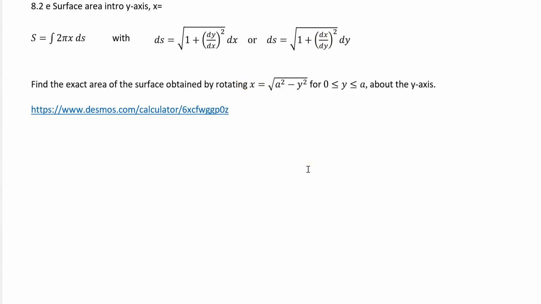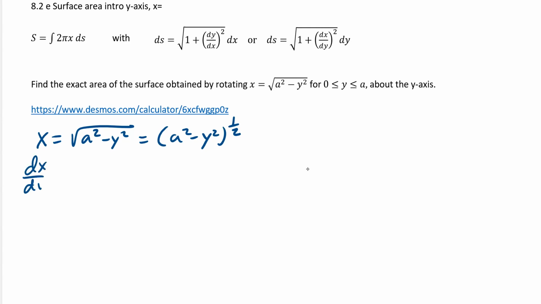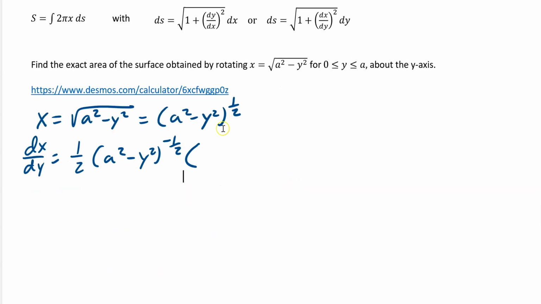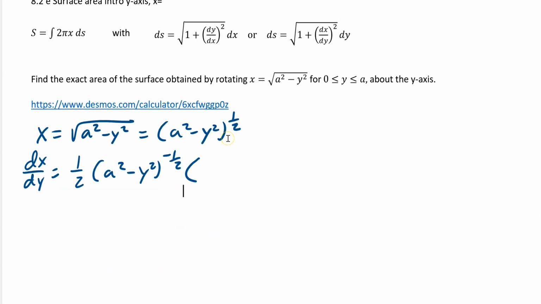So our x equals square root of a squared minus y squared. And so we need to write that as a fraction so we can use chain rule. So then dx/dy, which is our x prime, is 1/2 (a squared minus y squared) to the negative 1/2 times, and it's chain rule, so we need to multiply now by the derivative. Okay, so that would become negative 2y.